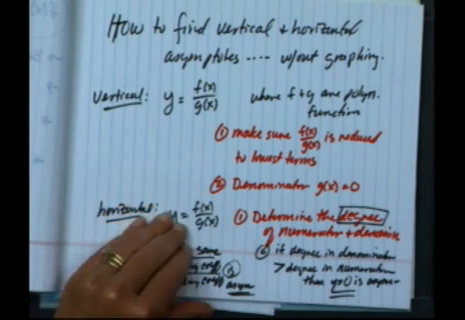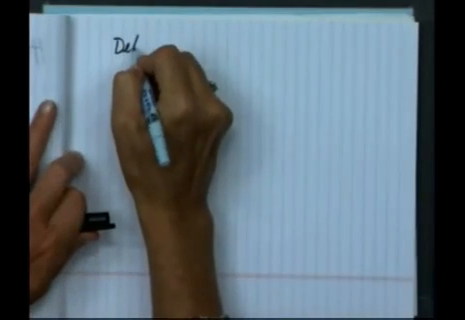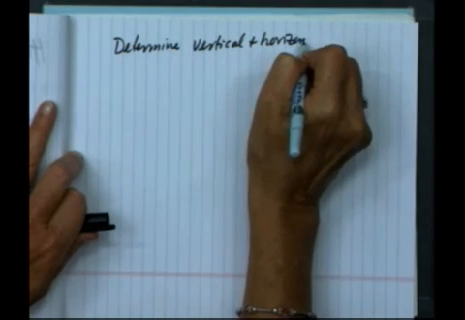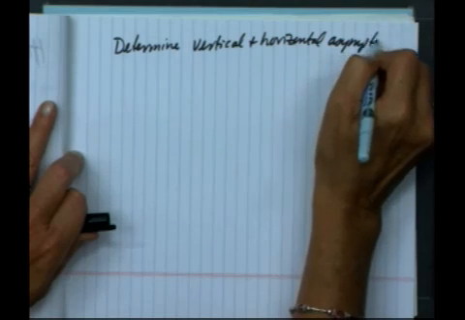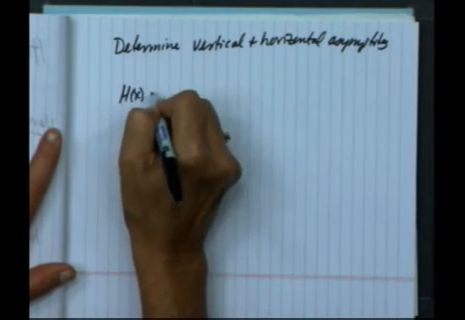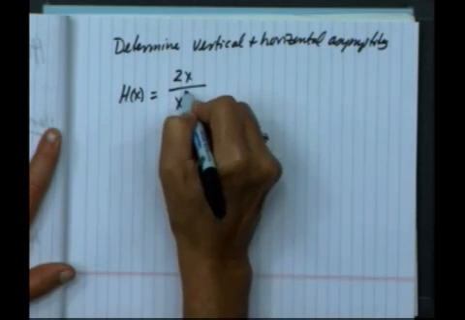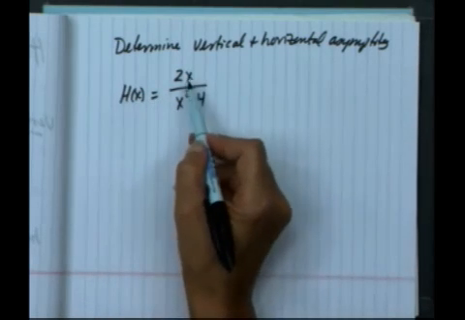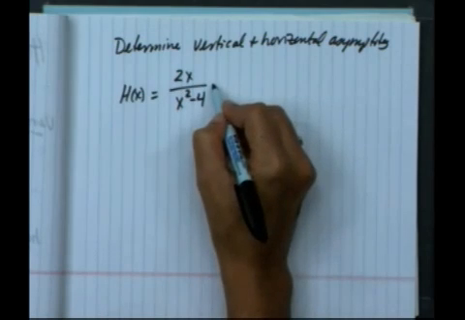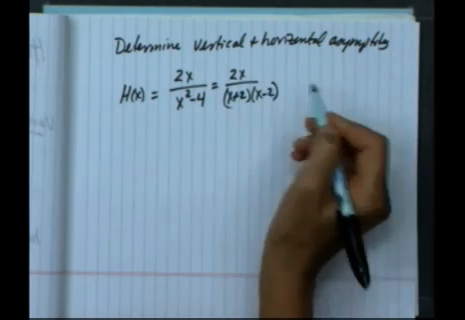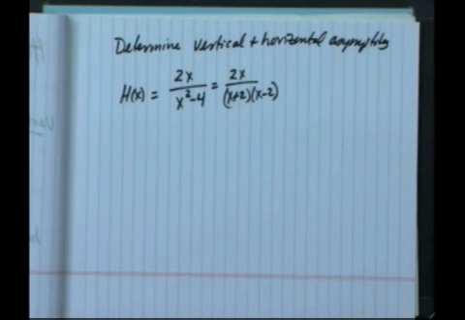Okay? All right, so let me just give you some examples, then we'll flip through the book and make sure all this is clear. Okay, determine vertical and horizontal asymptotes. Here's the first one. I'll just call it h of x. h of x equals 2x over x squared minus 4, which I could factor the denominator to x plus 2, x minus 2. Many times completely factoring when possible makes life easy.